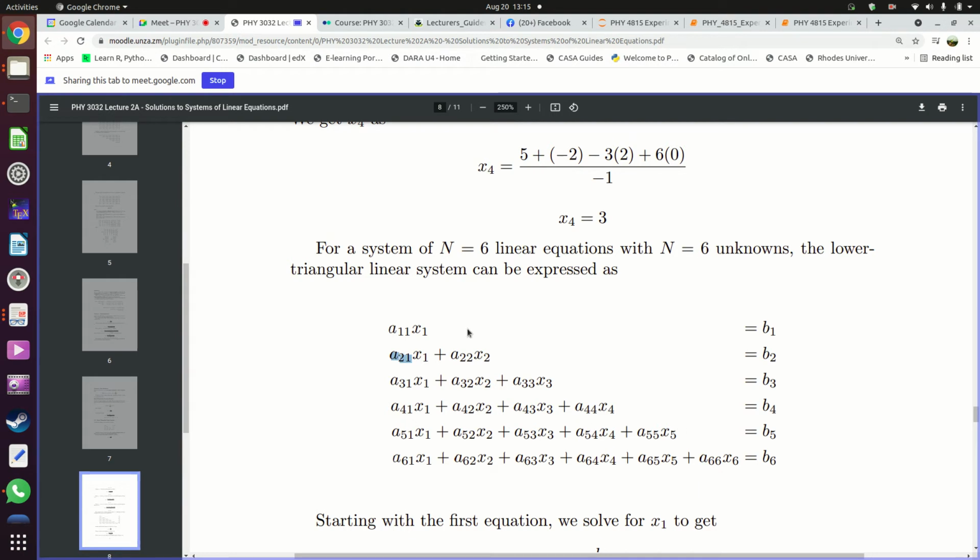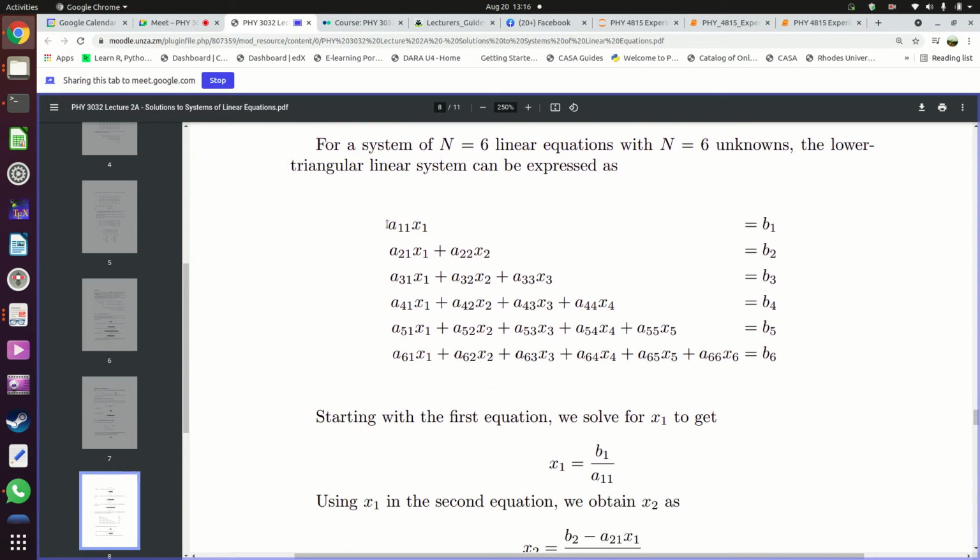When you have a system like this, this is what we call a lower triangular system. The reason you have these a11 with two numbers is because these numbers represent the row number and the column number. The whole point of doing this is that we want to transform this linear system into a matrix product of the coefficients, a11, a21, a22, and so on, and the unknowns, which are x1, x2, x3, x4, up to x5, equal to this column matrix of constants b1, b2, b3, b4, b5.